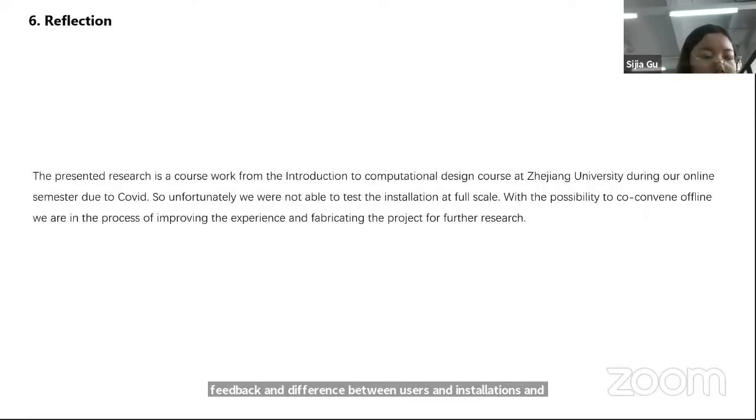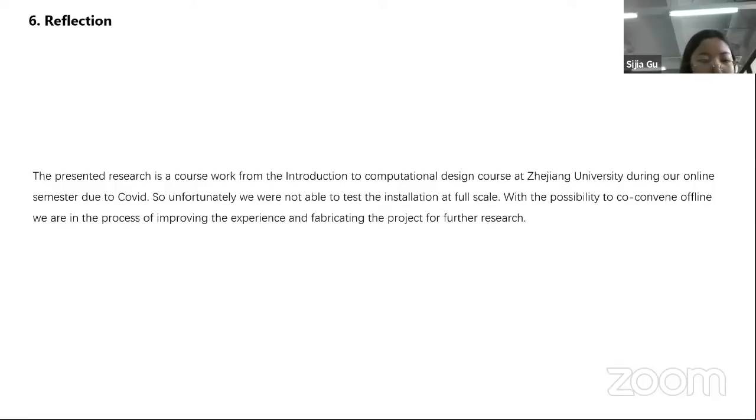And the presented research is a coursework from the introduction to computational design course at Zhejiang University during our online semester due to COVID. So unfortunately, we failed to test the installation at full scale. With the possibility to convene offline, we are in the process of improving the experience and fabricating the project for further research.